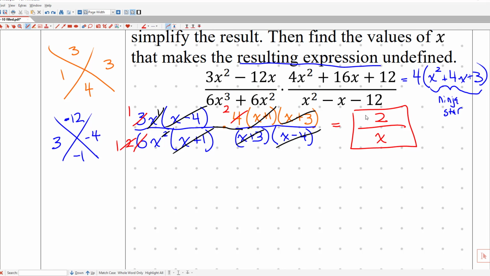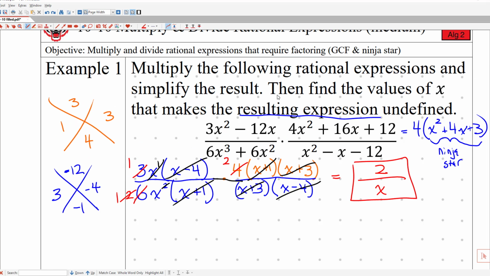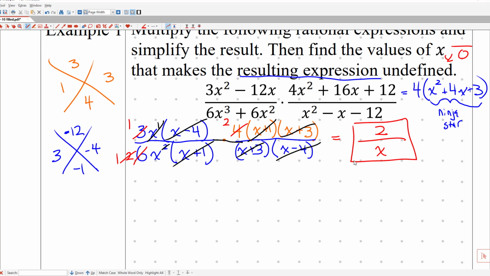So that's the first part of this problem, but it also tells us to find values of x that make the resulting expression undefined. And again, undefined just means that I have set the denominator, the bottom, equal to 0. And this one is pretty straightforward. If I set x equal to 0, the answer is x equals 0. So I'll write down here, x equals 0 makes 2 over x undefined. So maybe I'll box this as well. Cool, so that's an entire problem.